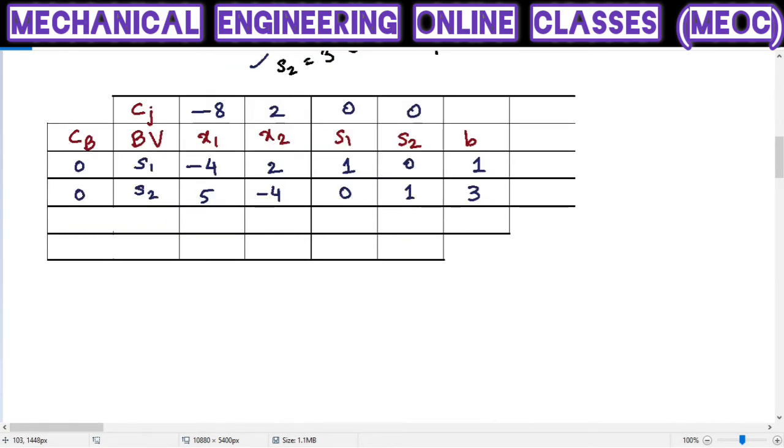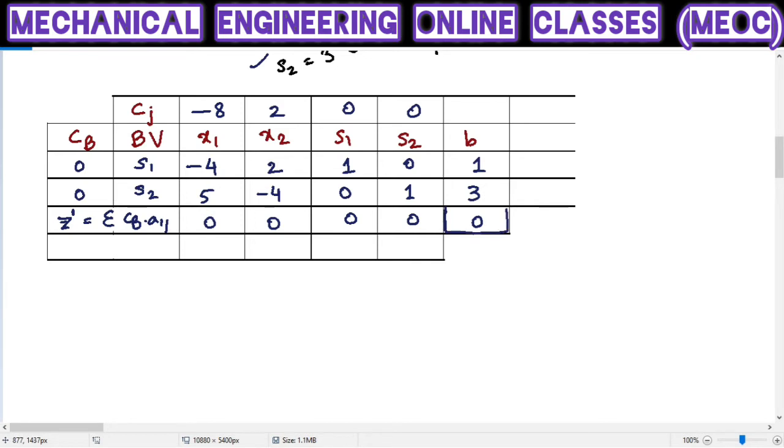Now how do we find z? Z dash is nothing but sigma cb into aij, means 0 into minus 4 plus 0 into 5 is 0. Similarly 0 into plus 2 plus 0 into minus 4 is 0. The same way all these have come out to be 0. So here also it is 0 into 1 plus 0 into 3 is 0. So this is the value of z.